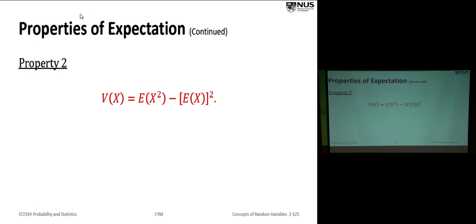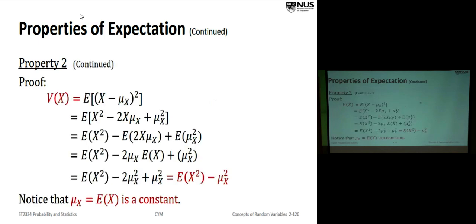We used this without proof beforehand. We can prove that in general, and you can prove that now basically using property one. It's fairly straightforward. So let's start with the definition. The definition of the variance of X is the expectation of the random variable minus its mean, all squared. Now I multiply out the brackets.